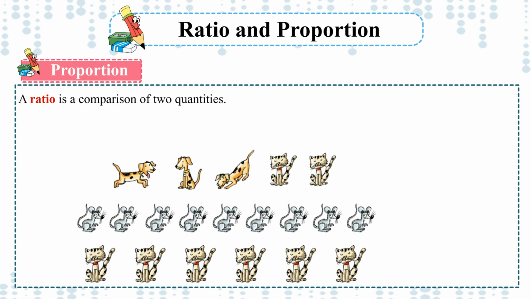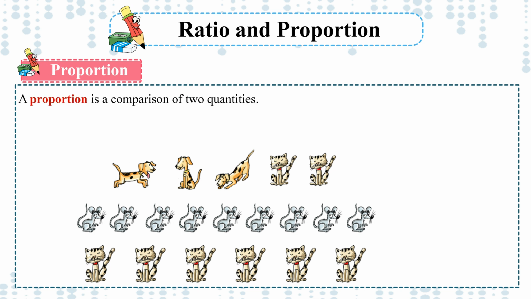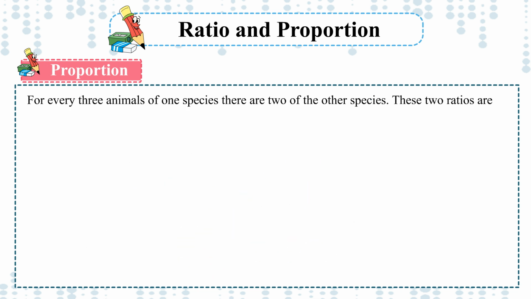Proportion. A ratio is a comparison of two quantities. Examples: A. The ratio of dogs to cats is 3:2. B. The ratio of gerbils to guinea pigs is 9:6. A proportion is a comparison of two ratios. Example: the ratio 3:2 is the same as the ratio 9:6. For every 3 animals of one species there are 2 of the other species. These two ratios are equal to each other.